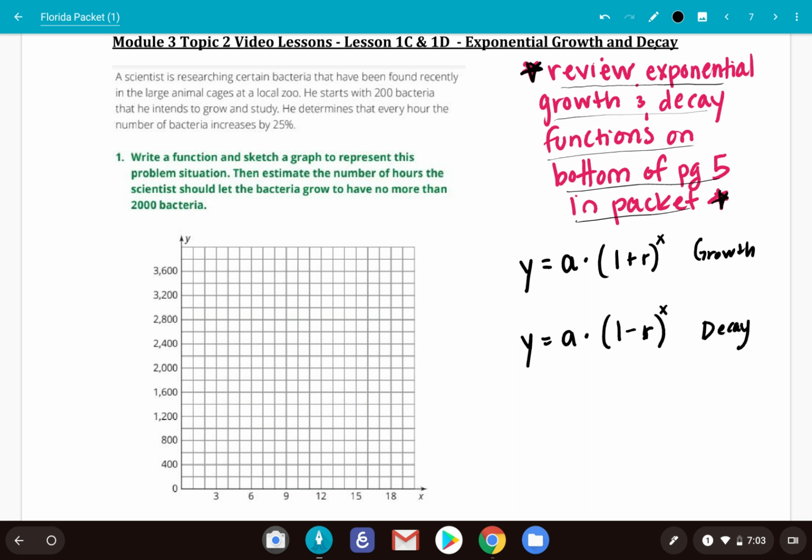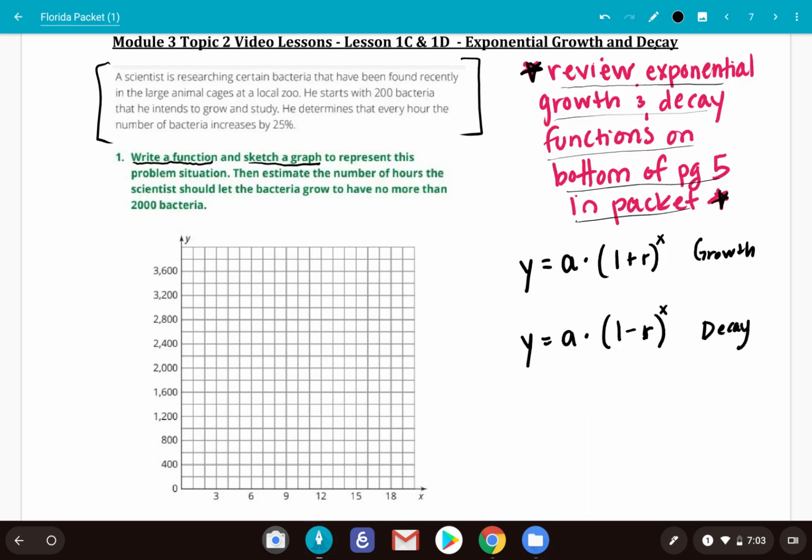In this lesson, we're going to be reading this scenario, and then we're going to write an exponential growth or an exponential decay function. And then we're also going to sketch a graph to represent the situation. So first thing we have to do is read the scenario and try to determine, are we doing growth or decay?